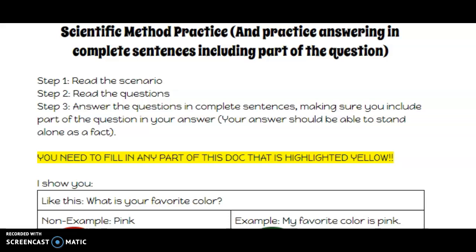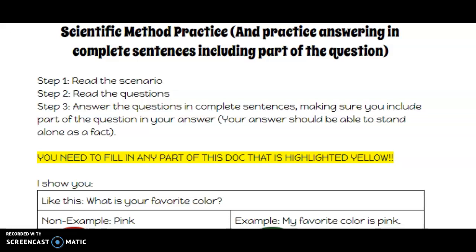So you are going to open up this scientific method practice. You're going to read the scenario. You're going to read the questions. You're going to answer all the questions in complete sentences, making sure that you include part of the question in your answer. Your answer should be able to stand alone as a fact. You need to fill in any part of this document that is highlighted in yellow. Make sure that you have it all complete before you hit the turn in button.